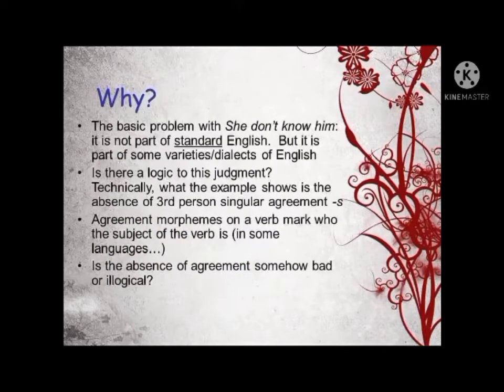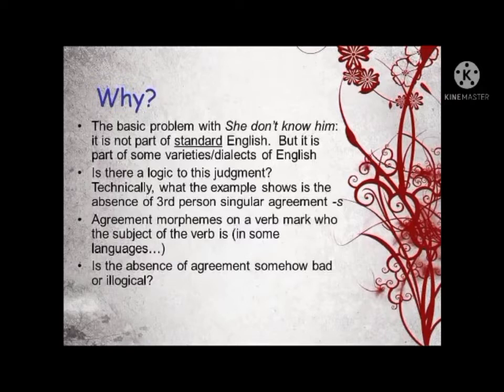And why is it bad? It is because the basic problem with "she don't know him" is that it is not part of standard English, but it is part of some varieties or dialects of English. Is there a logic to this judgment? Well, technically, what the example shows is the absence of the third person singular agreement. So to be correct, it should be doesn't.